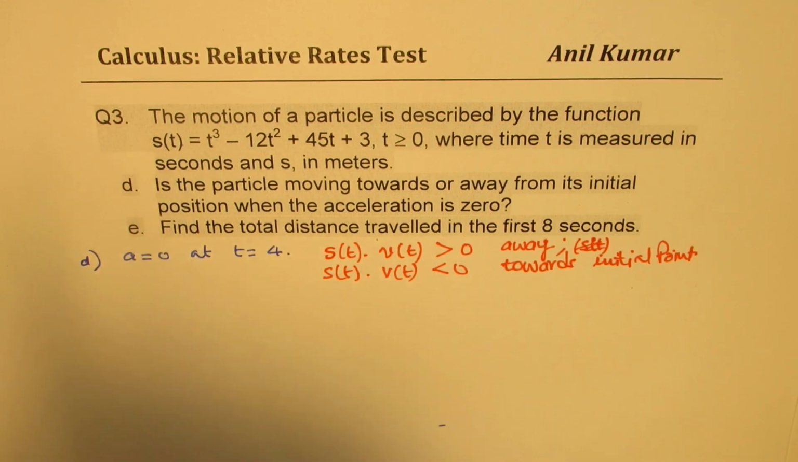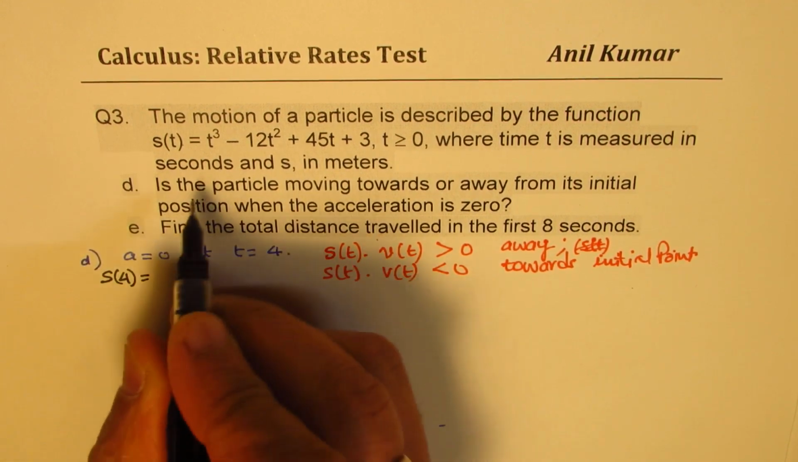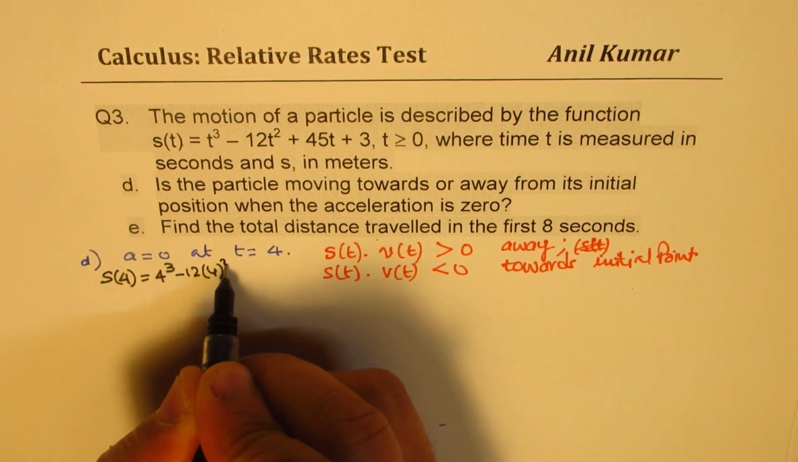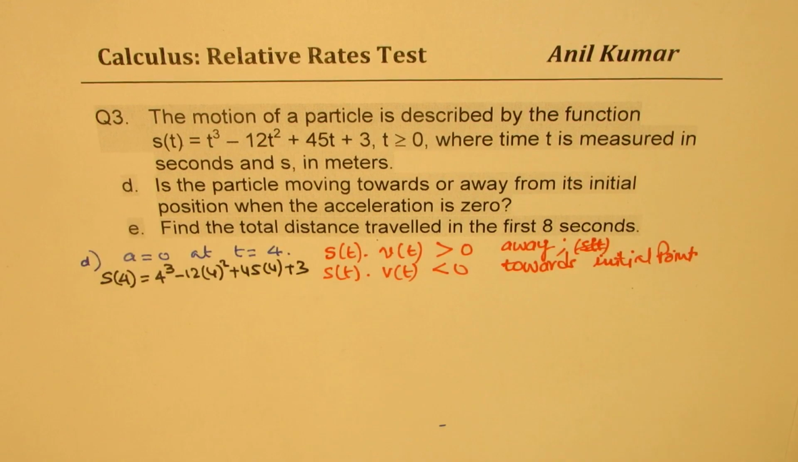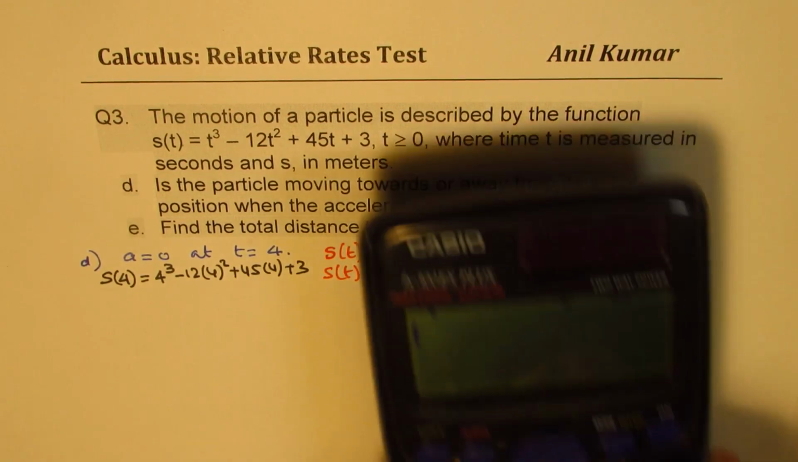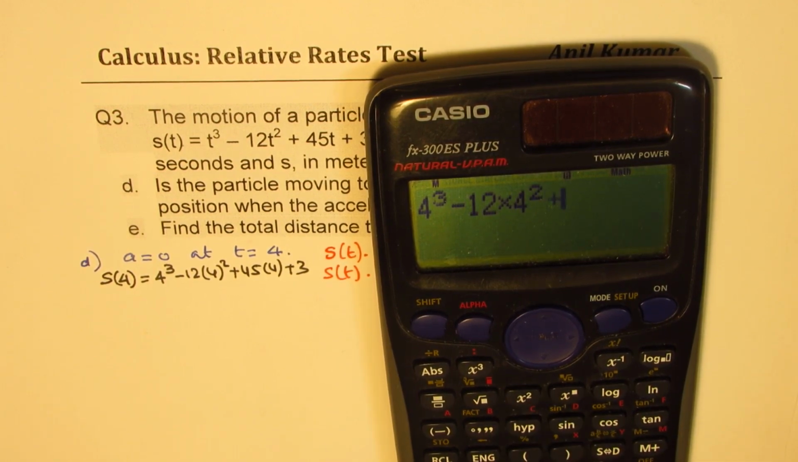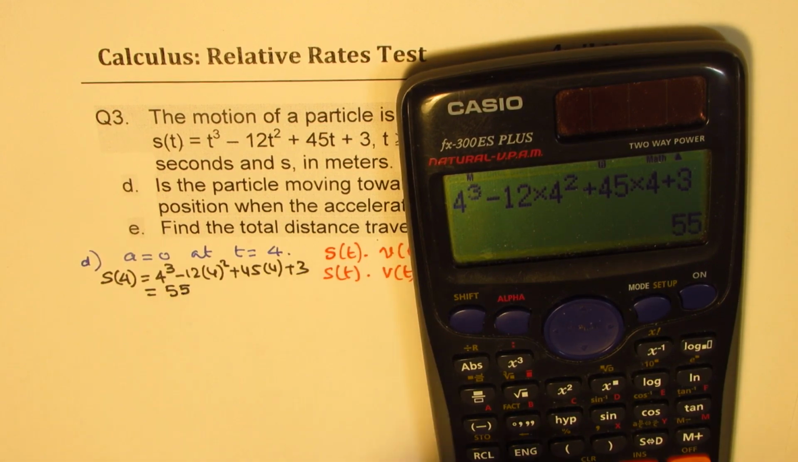So we already have s of t. Let me write the value at 4, which will be equal to 4 cubed minus 12 times 4 squared plus 45 times 4 plus 3. Let's use the calculator to calculate this value. It is equal to 55. So this is positive 55.